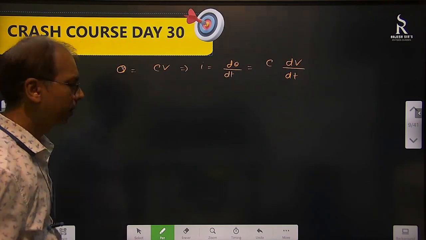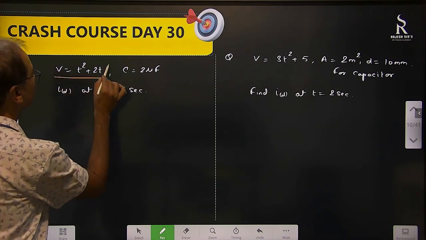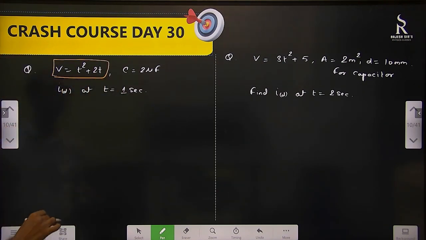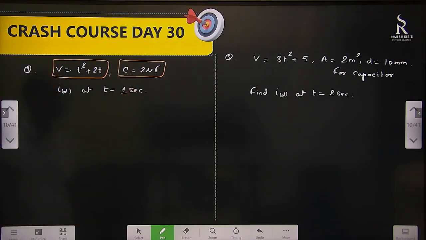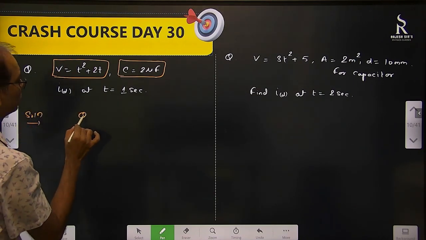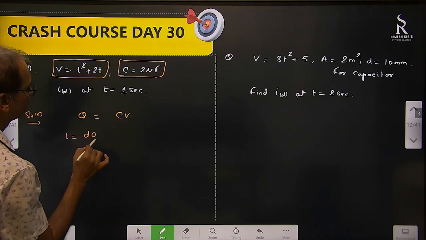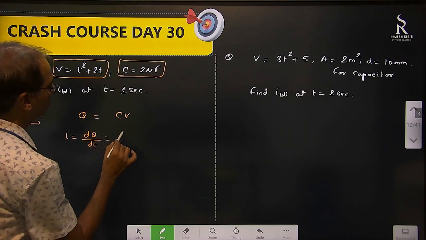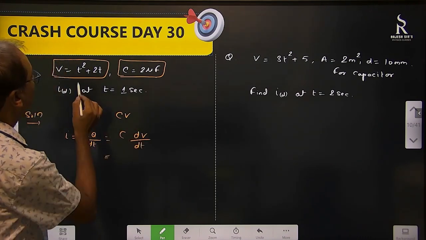Shall we solve the question? Okay, let's see. Question number 1 says potential is changing with time and capacitance is given as 2 microfarad. ID we have to find at t equal to 1 second. So that's easy, right? We know that Q equals CV, so I means dq by dt, that means C into dV by dt. dV by dt will give us 2t plus 2.